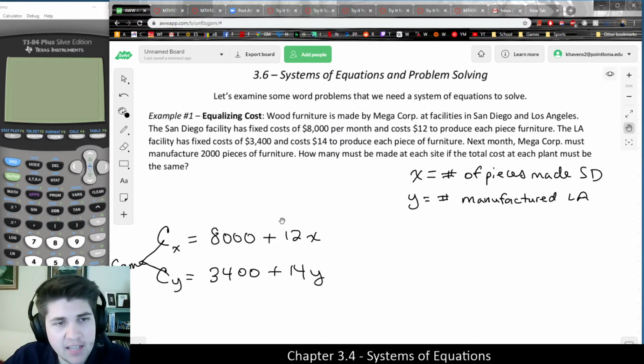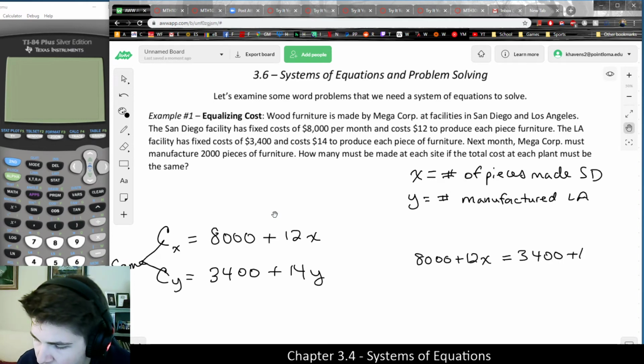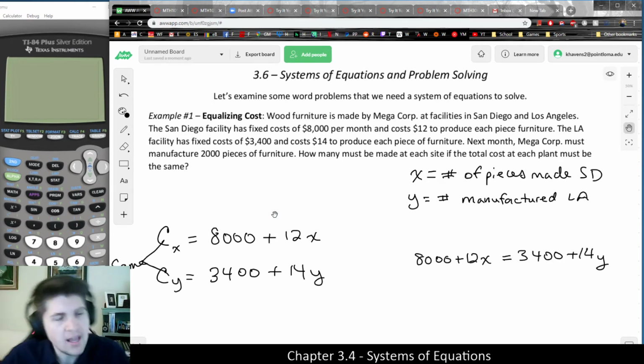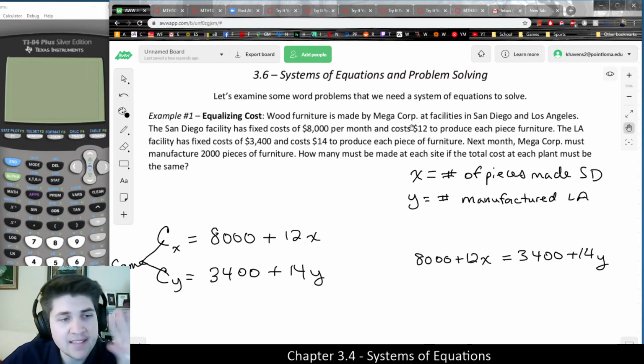So what that actually gives me is a new equation: 8,000 plus 12x must be equal to 3,400 plus 14y, if I'm properly solving the equation. Now, what I don't know is what is the actual cost that makes sense, but that's not even relevant to solve the question. Now that is one equation. The other equation was a little bit more obvious and easier, but that's coming from the second part of the information, and that's kind of how I think about it.